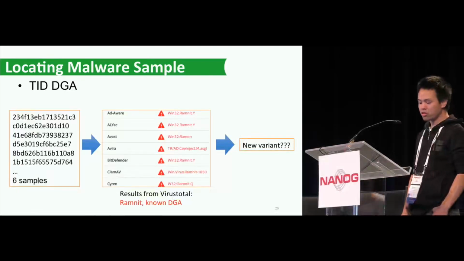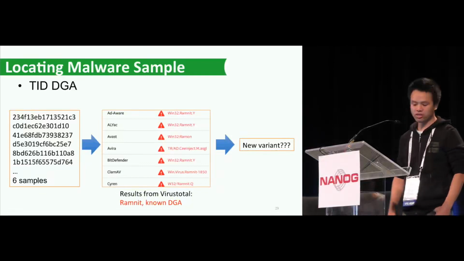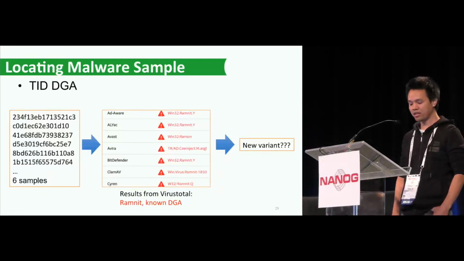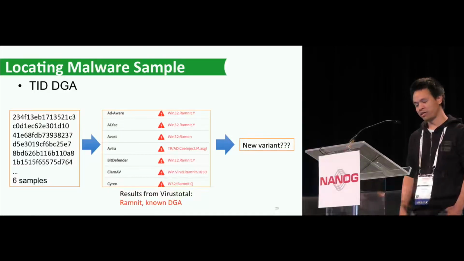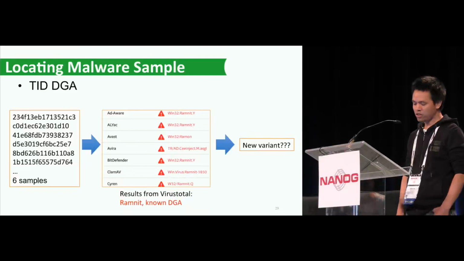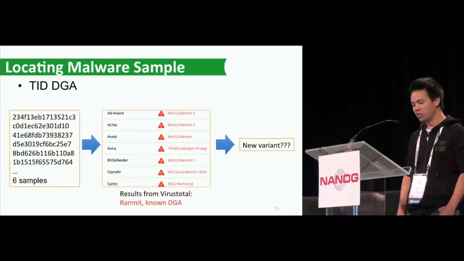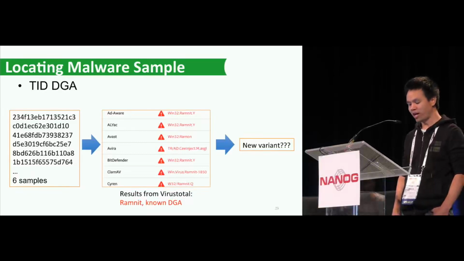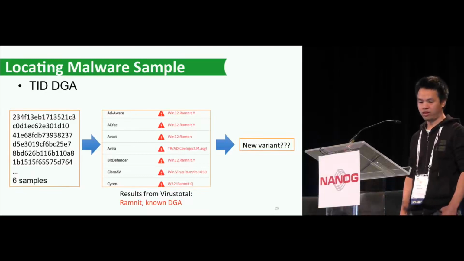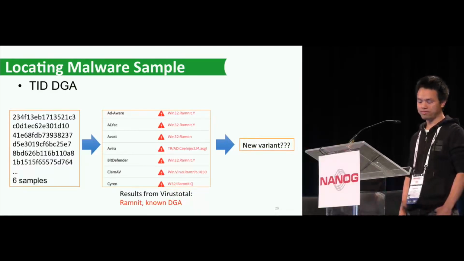Through VirusTotal, we know that this sample was submitted and marked as Remnant, a known DGA family. So these suspicious DGA domains are generated by a new variant of Remnant DGA we have not identified before. And now we can mark it successfully.